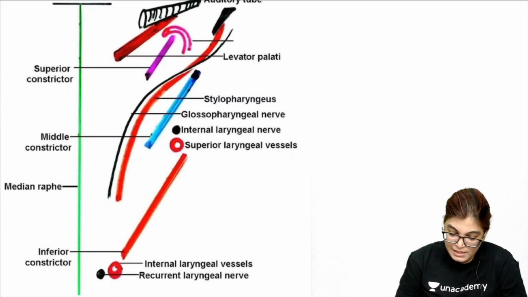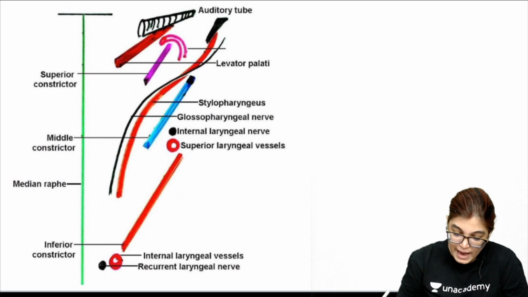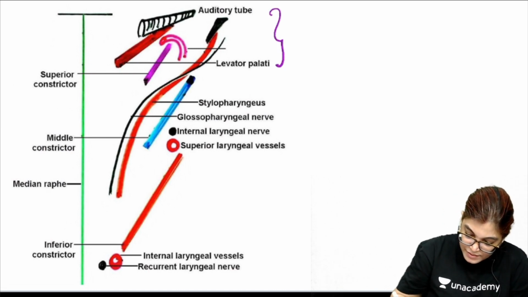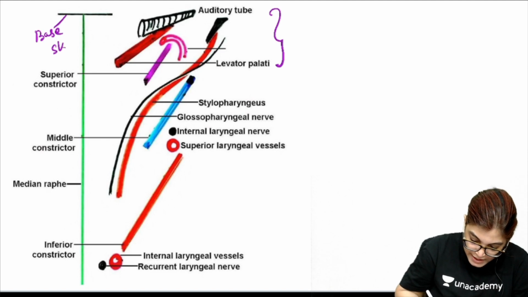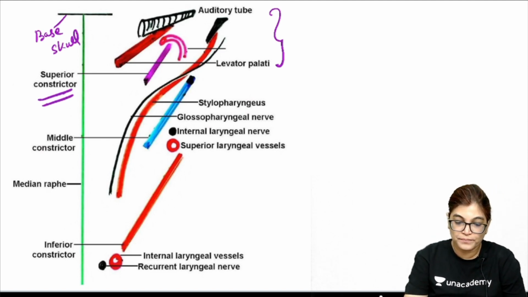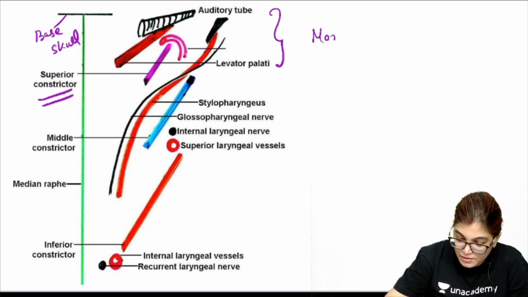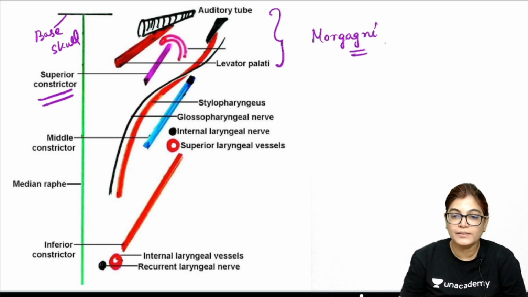This is a schematic diagram which will help you understand the structures passing through different gaps. The first gap is between the base of the skull and the superior constrictor muscle, and this gap is called the foramen of Morgagni, or space of Morgagni.